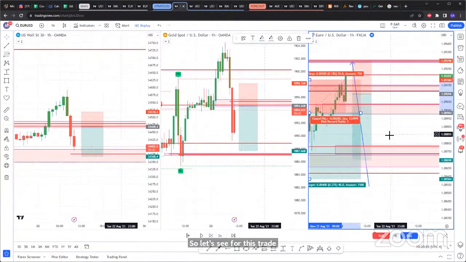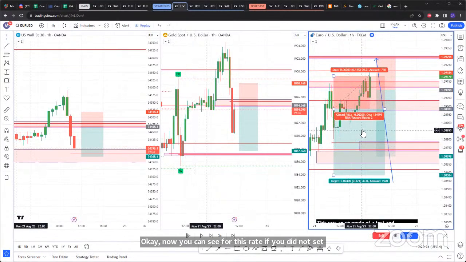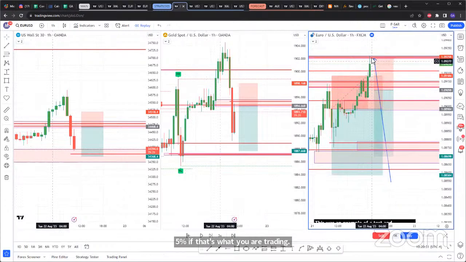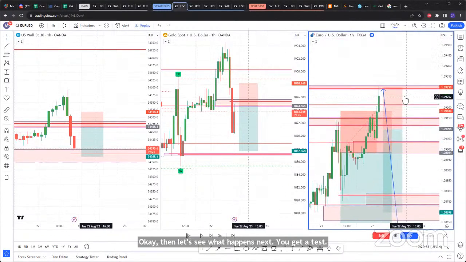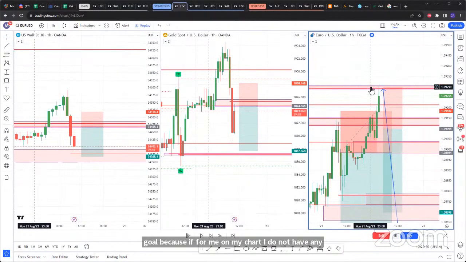Okay, now you can see for this trade, if you did not set break even at a 1:1, you end up losing your 0.5% if that's what you are trading. Okay, then let's see what happens next. You get a test, because you have a double SAR right here. So for me, I'm always looking at where am I? That's why for the last 4 days, I did not take any sells on gold, because if I do not have any double SARs marked up on the 4-hour and 1 hour, I'm not looking. So this is areas where I would be setting alerts.